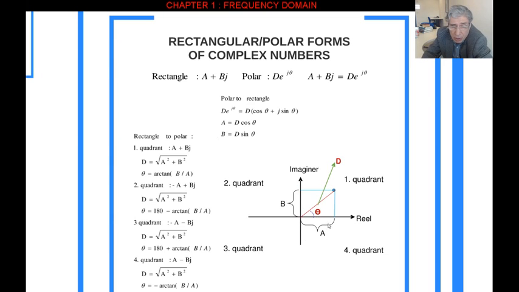If you know the A and B, you can find that theta and D. D is equal to the square root of A squared plus B squared. And theta: tangent theta is B over A, so theta is arctangent B over A. The other way around, if you know D and theta, how are you going to calculate A and B? It is easy. A is equal to D times cos theta, and B is equal to D times sin theta.